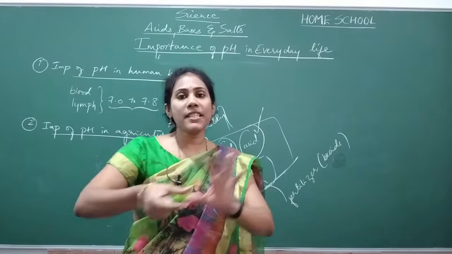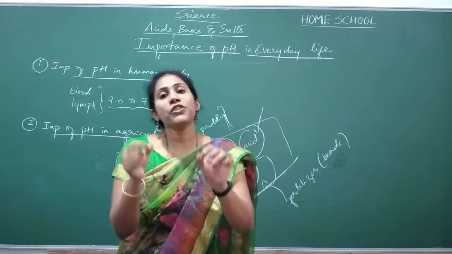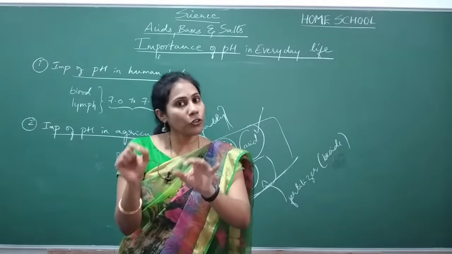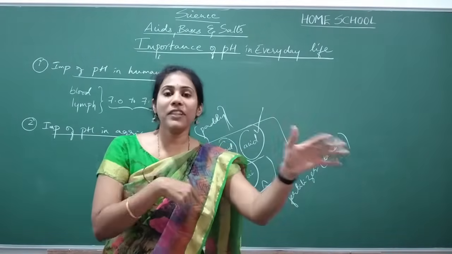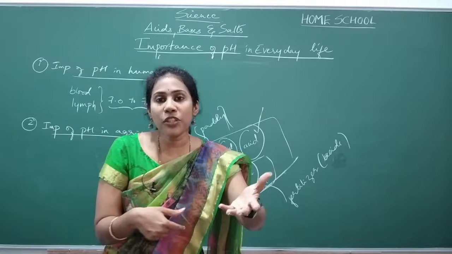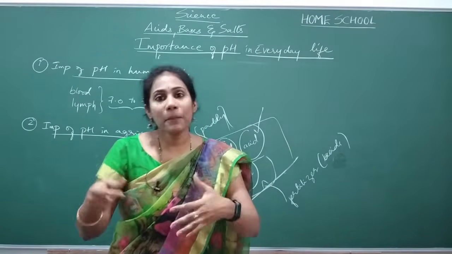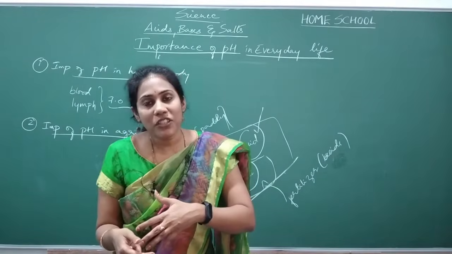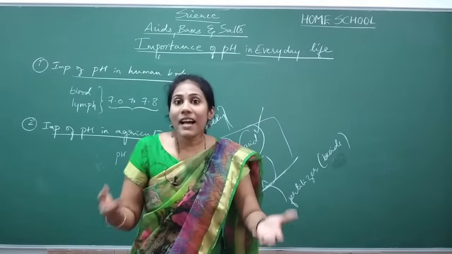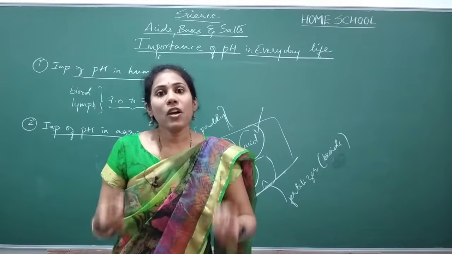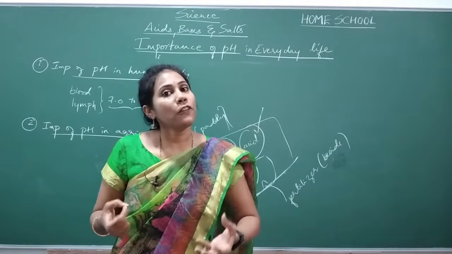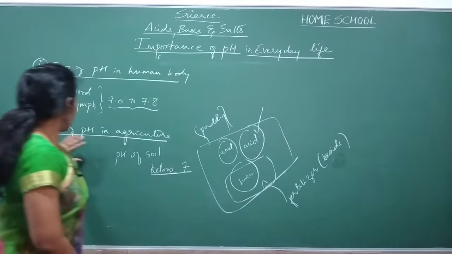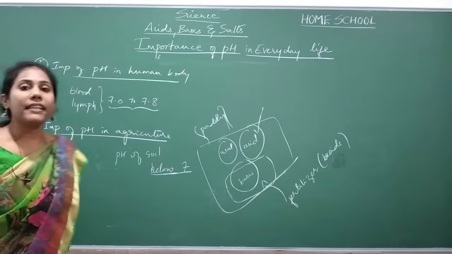Whenever we have to grow certain plantations, definitely we should check the pH of a soil, because certain crops will grow at a certain pH range. Coffee can grow at basic pH range, paddy can grow at acidic pH range. Likewise, sugar cane also can grow at acidic pH range. That's the reason our area soil is best suited for the growth of paddy, because the soil is acidic. So this is the importance of pH in agriculture.